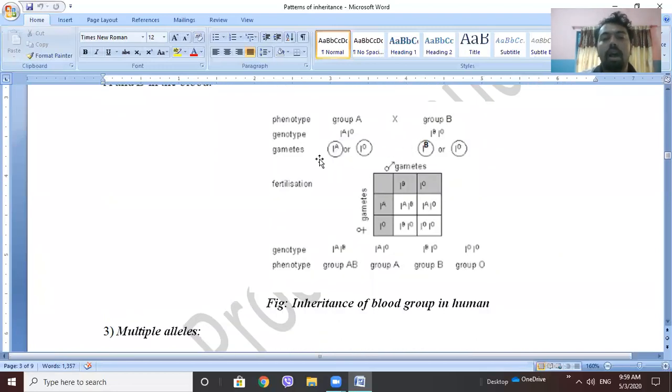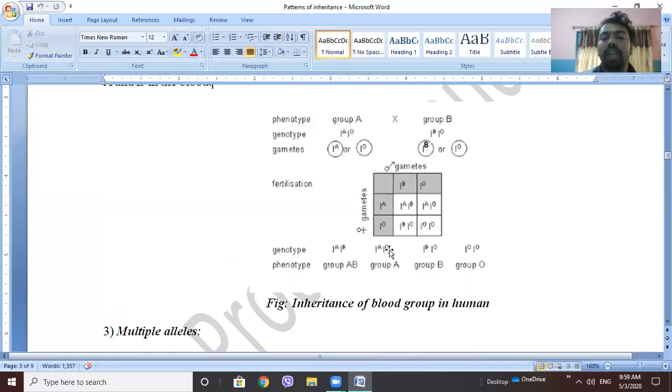So we will get these genotypes. So obviously there are genotypes of genotypes. So this IA IB will be blood group AB. Kina AB ta bhanda A ra B dui chai equally dominant chan, arti jat co-dominant. Ani arko bhaneko blood group AO.